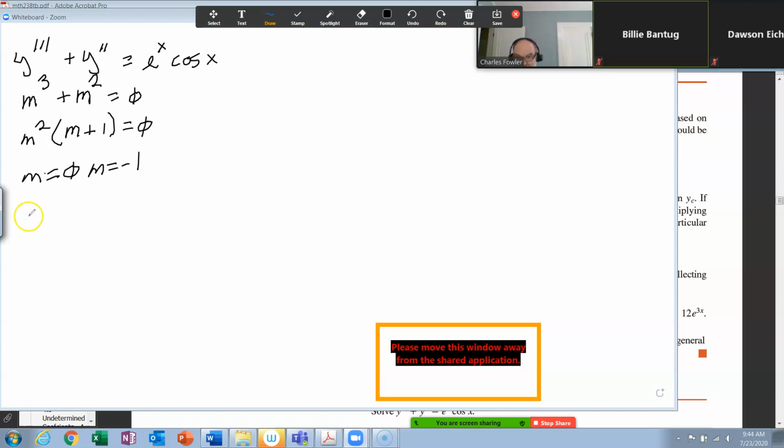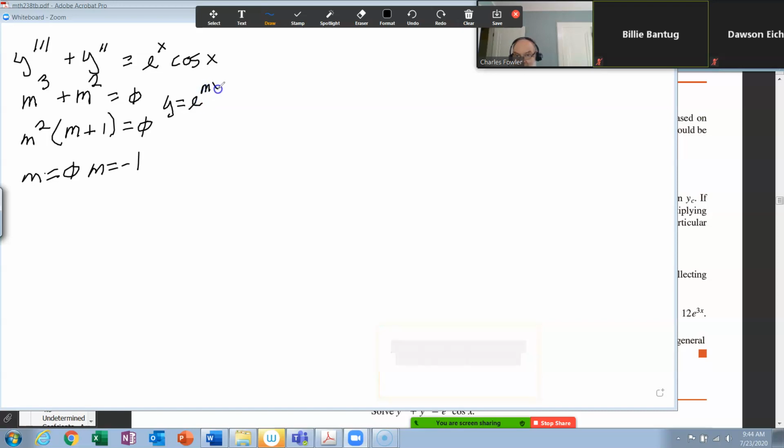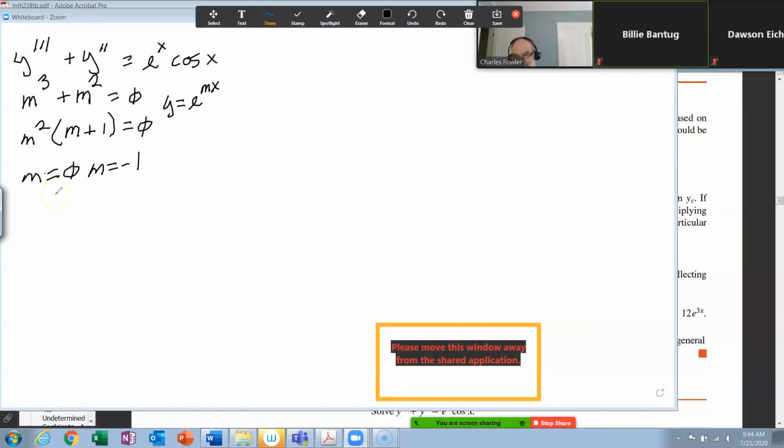Okay, so what does that give you? Okay, remember what our original assumption was. Y is equal to e to the mx. Now, e to the 0x would be 1. So what we have is our characteristic solution, y sub c, would equal C1.